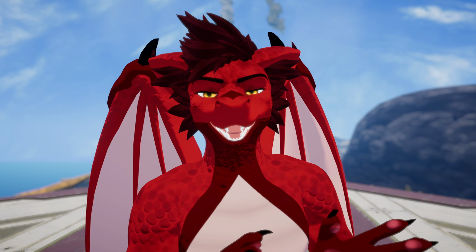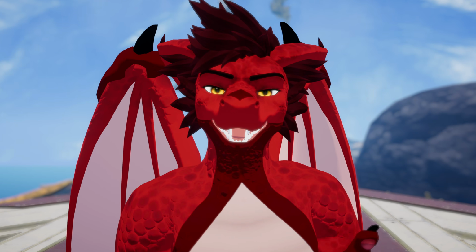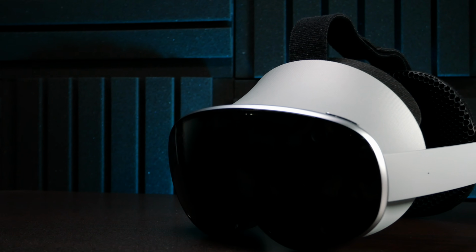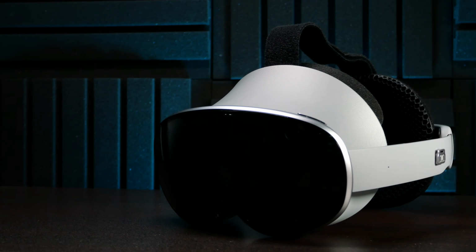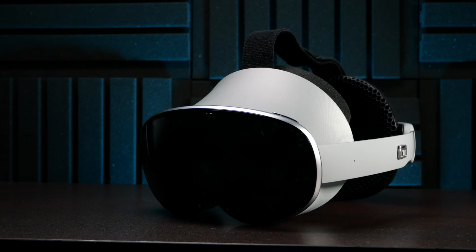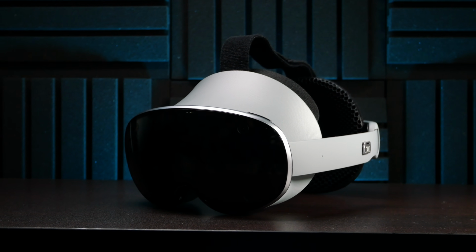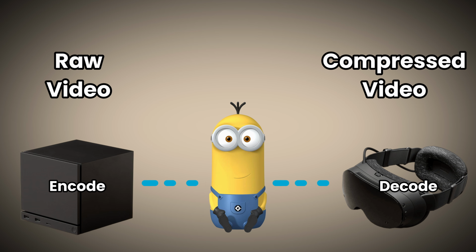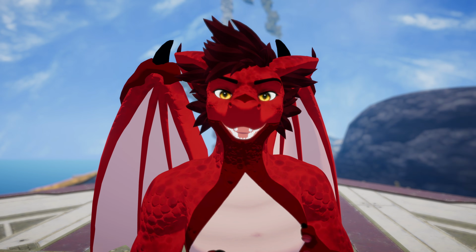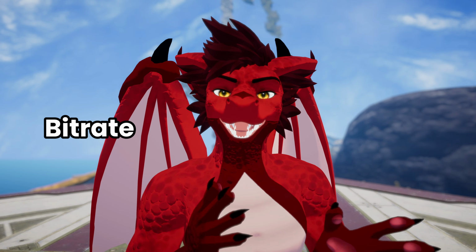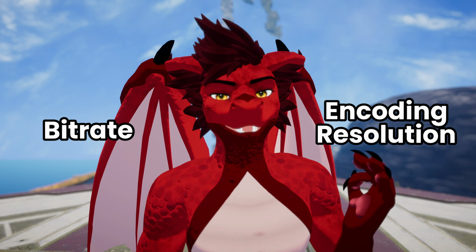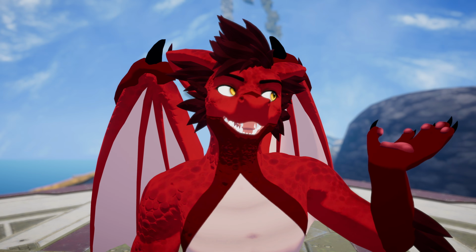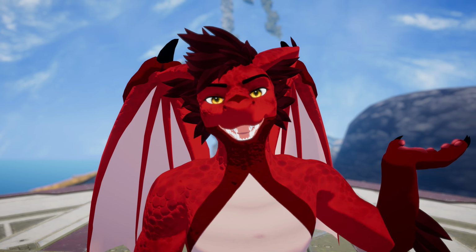You may also hear it called foveated encoding sometimes. This is only applicable to wireless or standalone headsets since it affects how the video stream is streamed to the headset. You can't just send raw video feeds over Wi-Fi or USB. They're too big, so they gotta get compressed first. When you're streaming, you have two different parameters called the bitrate and the encoding resolution. There are, of course, other parameters involved, but they aren't as important for this concept.